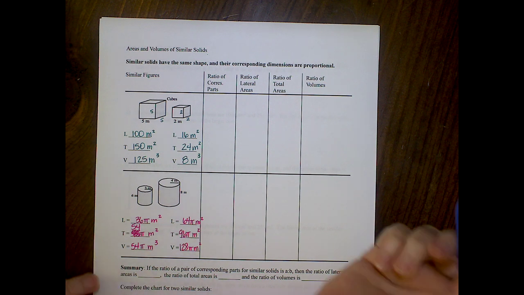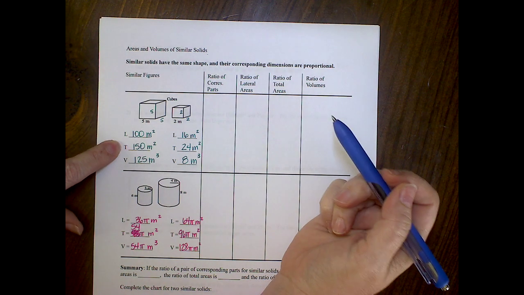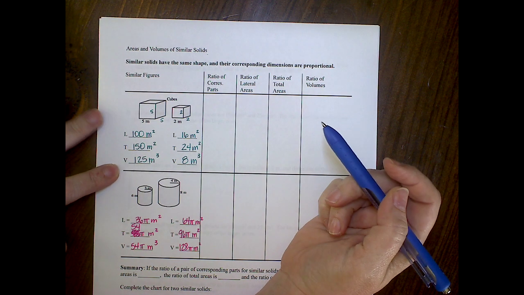In this lesson, we're going to look at how changing the dimensions of a shape changes the area and the volumes of that shape. We've talked about this with two-dimensional figures, and now we're going to relate it to three-dimensional figures. So I've already gone in and taken these cubes and I found the lateral area, the total area, and the volume for each one of them.